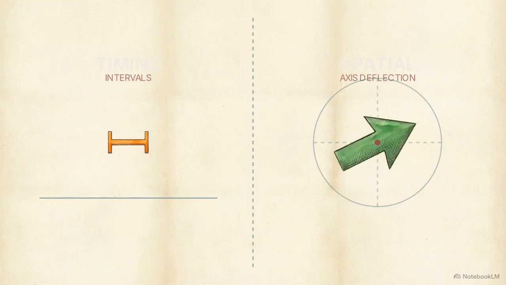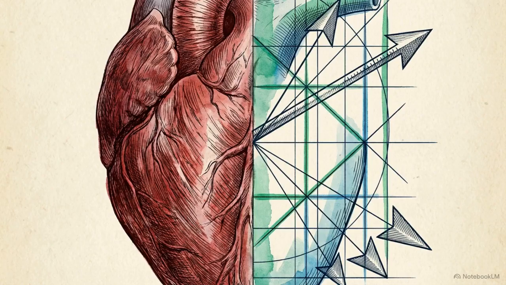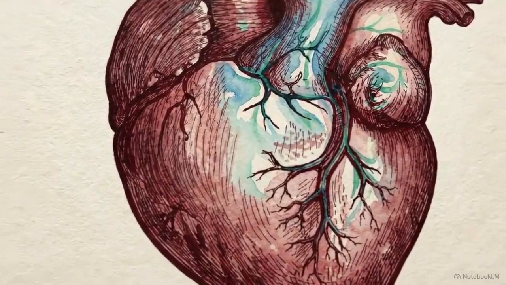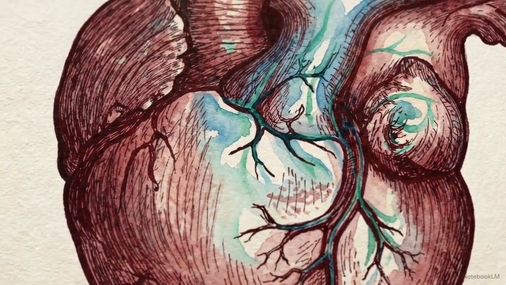These shifts in timing along the intervals, or spatial changes in axis deflection, provide a primary diagnostic framework for assessing cardiac integrity. By applying these first principles of physics and anatomy, the flat, static lines on the grid vanish. What remains is a direct, real-time window into the living biomechanics of the human heart.